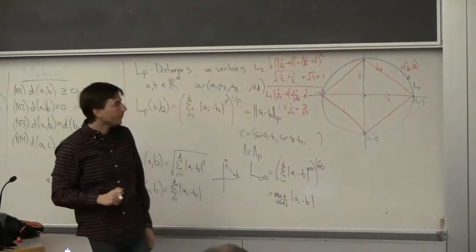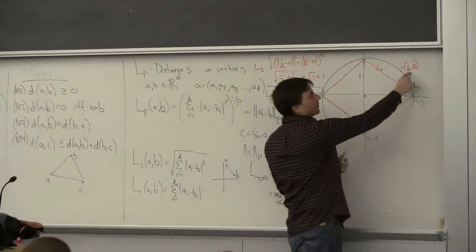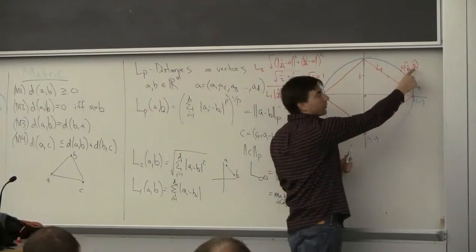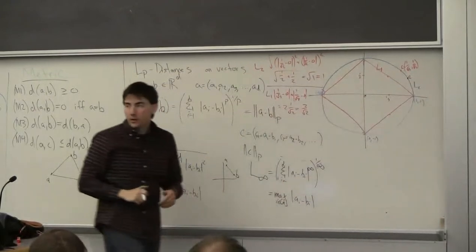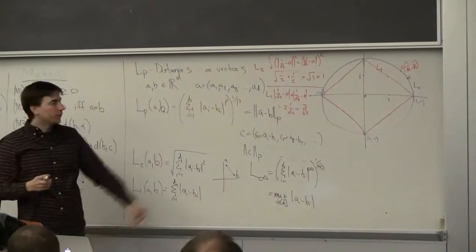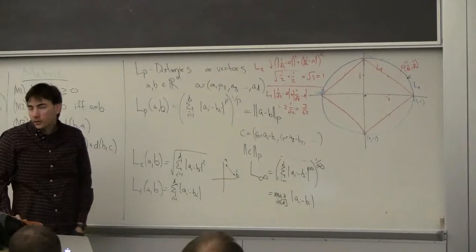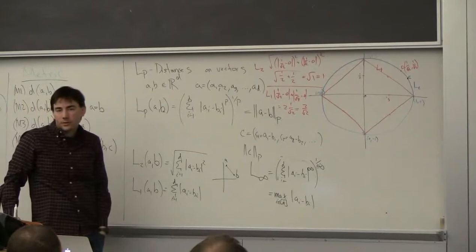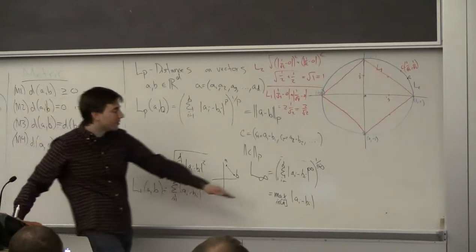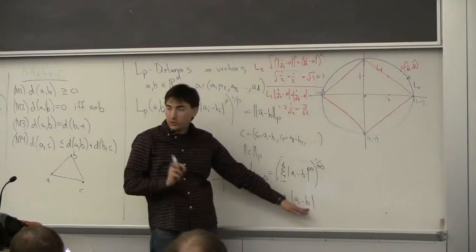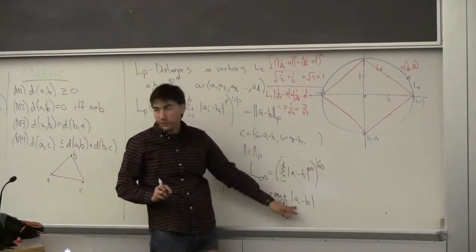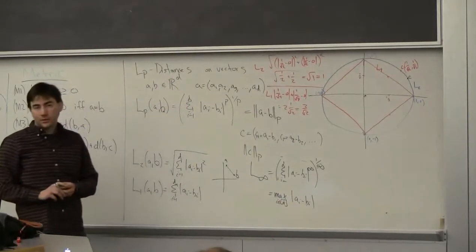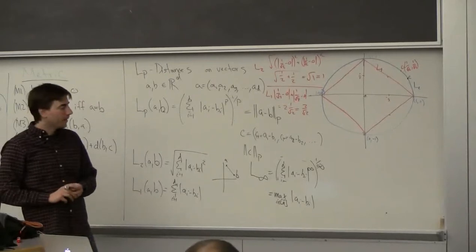How about this point C, which is on the L2 unit ball, with coordinates 1 over square root 2, 1 over square root 2? What's the L infinity distance from point C to the origin? What's the maximum here? B is going to be the origin, so it's 0, 0. And A is 1 over square root 2, 1 over square root 2. So what is the L infinity distance going to be?